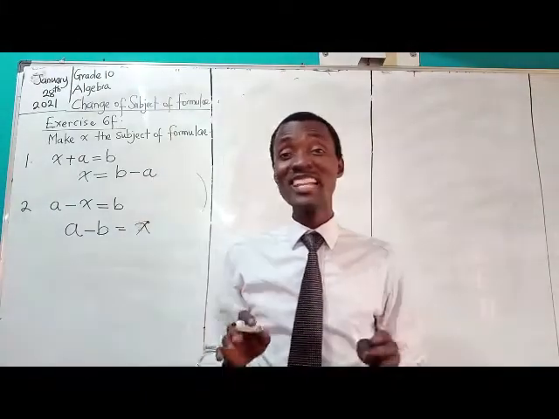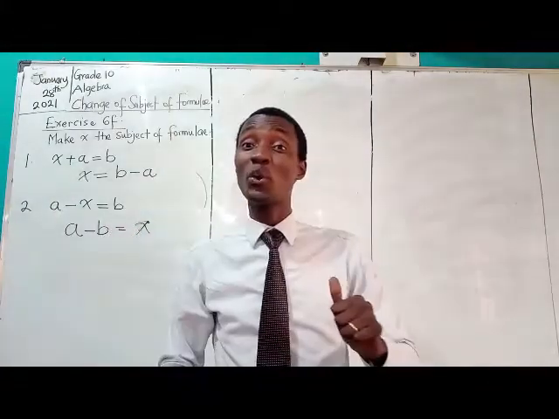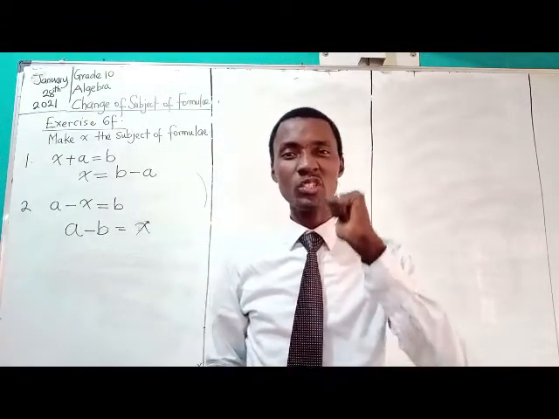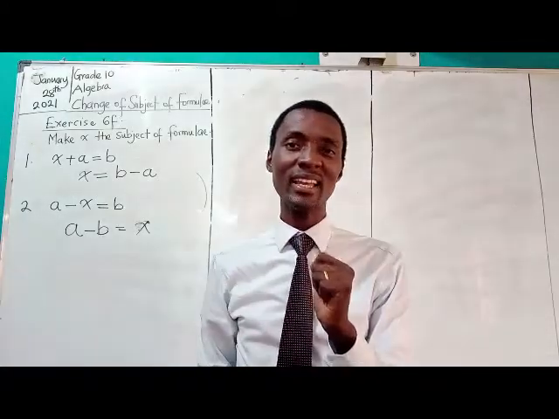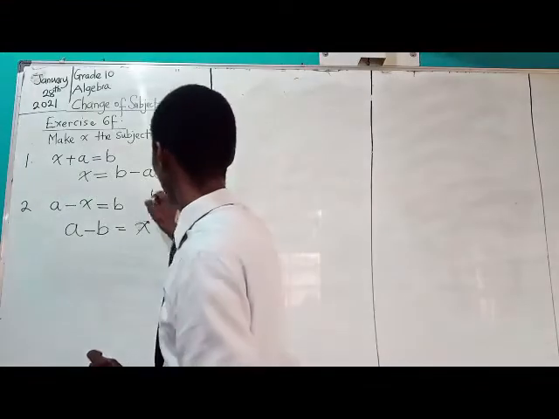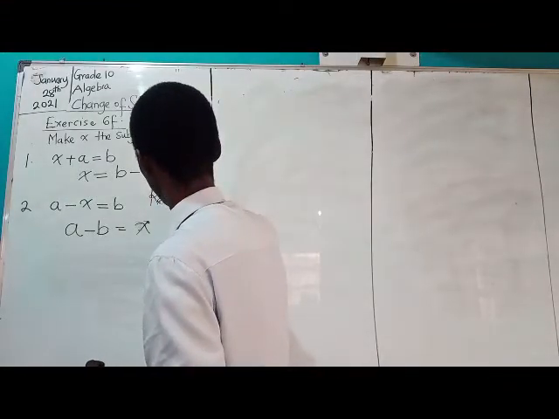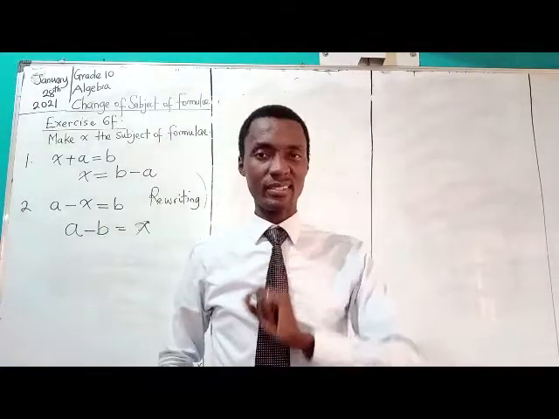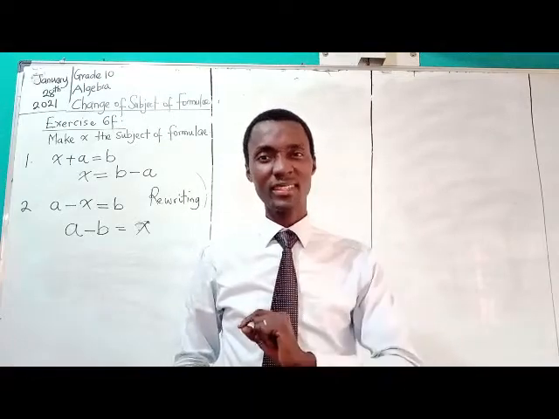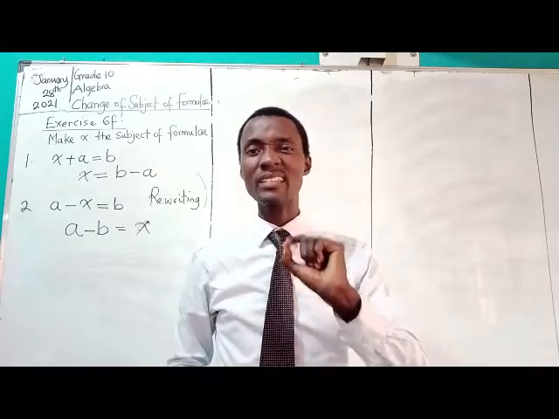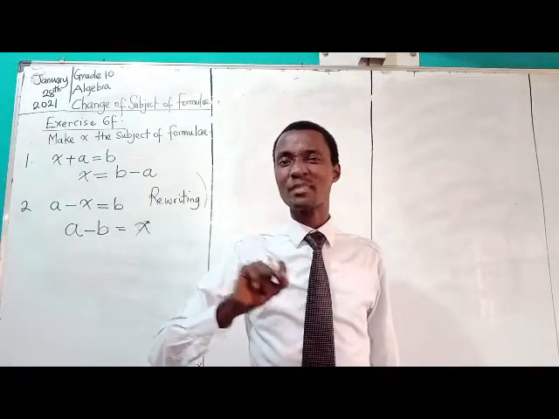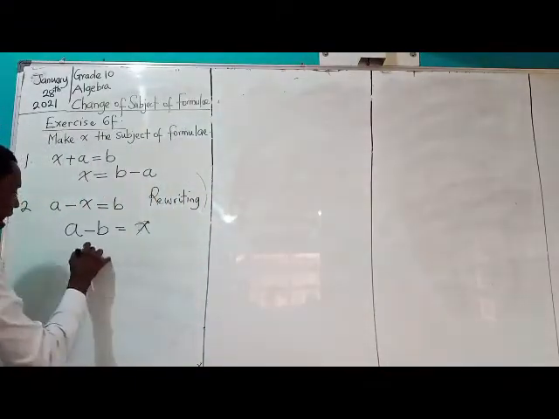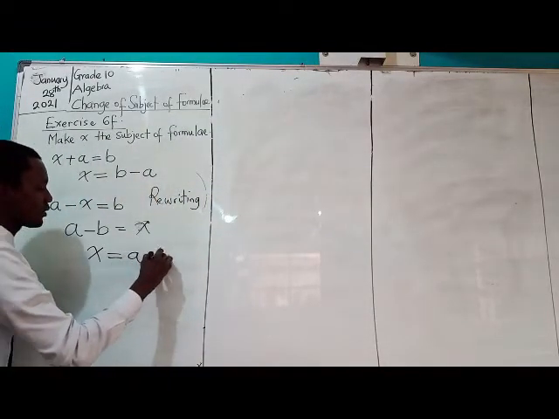Now, we're not done. Remember we said that the unknown or the subject must be on the left hand side. We're now going to apply a technique you were taught in your grade 8. I call that technique rewriting. You rewrite. What does this mean technically? It means that I would write my left as my right and write my right as my left. So that will now be X equal to A minus B.